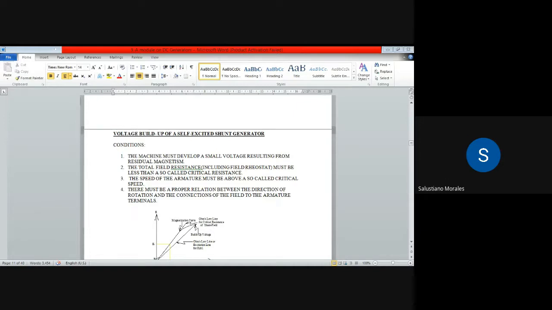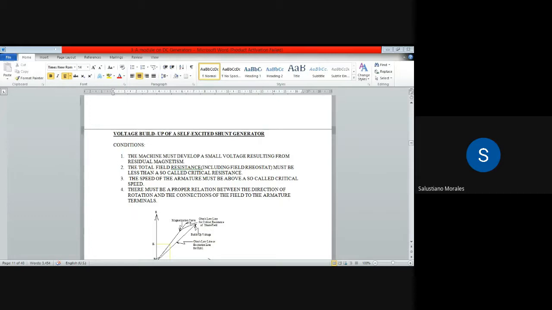So let's try to consider a shunt generator here. Okay, so voltage build up of a self-excited shunt generator. Number one condition is the machine must develop a small voltage resulting from residual magnetism. Because if there is no residual magnetism, usually it could not generate voltage or it could not build up voltage.